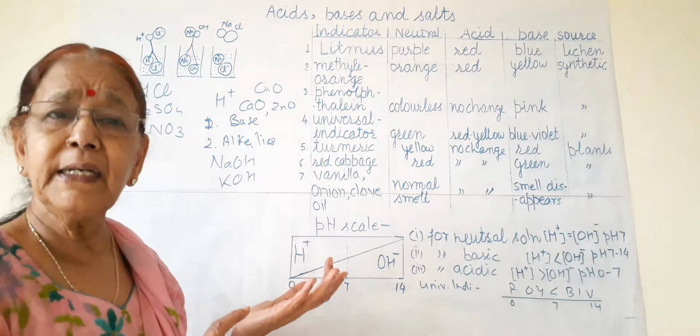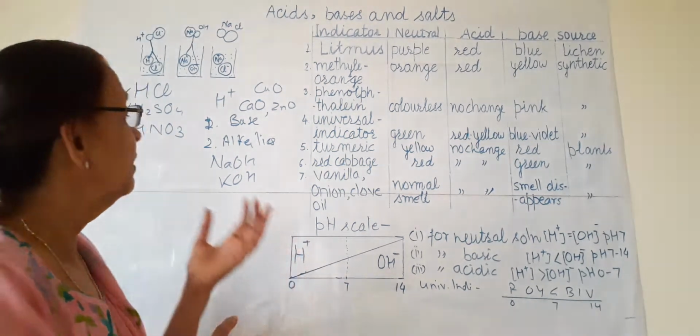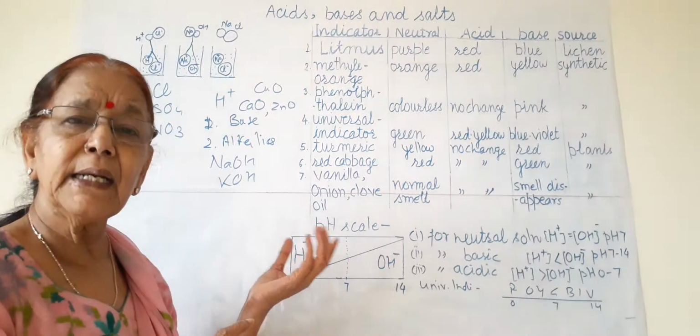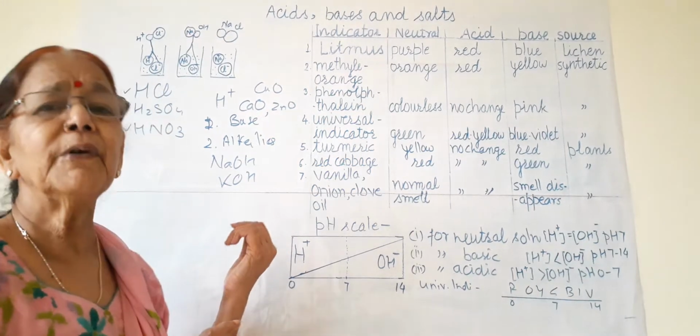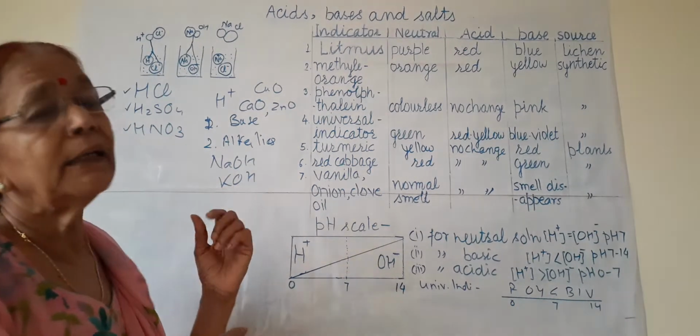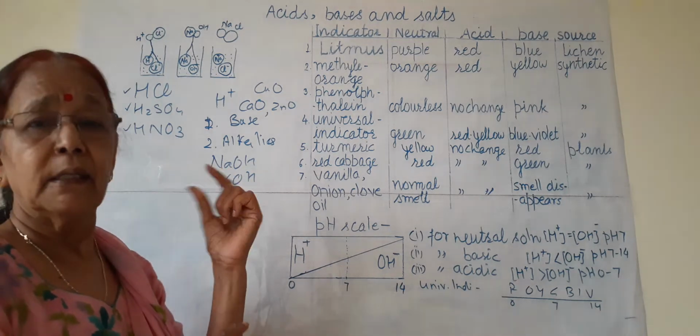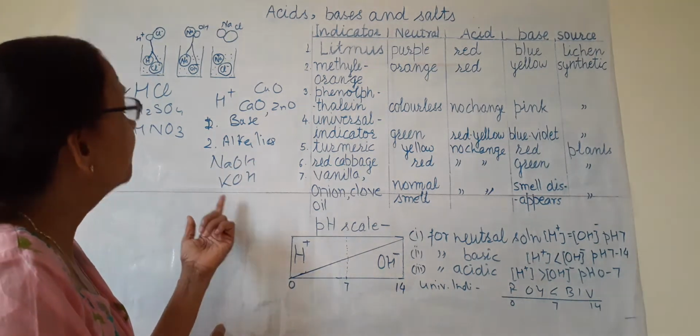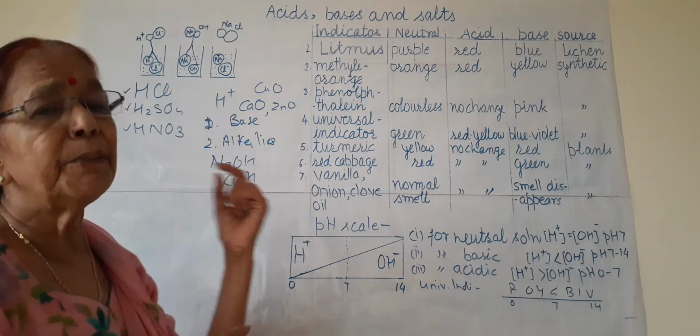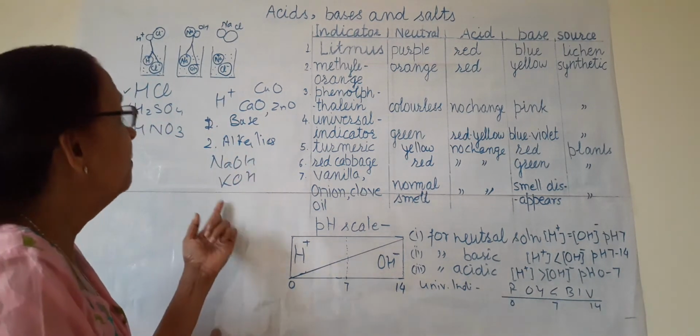Acids are sour in taste and they are corrosive. Bases are bitter in taste. They are also corrosive and by touch they look soapy. They are slippery or soapy. So in brief, in a single line, they are bases.